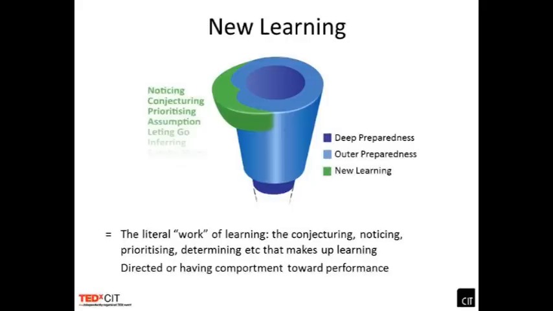Okay, so the second concept, if you like, of the model there is the notion of new learning, which you can see I've wrapped around the cone, and it's embedding into it there as well. So new learning is the literal work of learning. It's the conjecturing, the noticing, the prioritizing, the determining, and so forth that makes up learning.